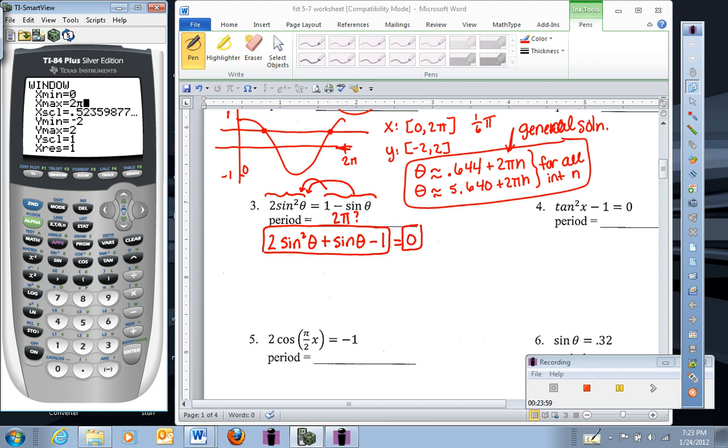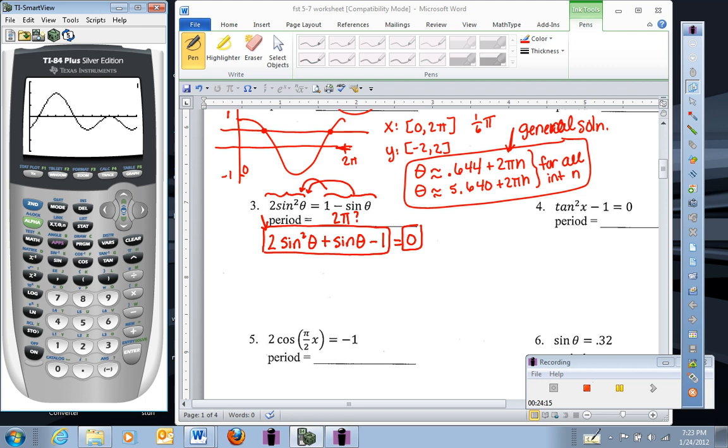All right, so as far as amplitude goes, we do have a 2 in front of our sine squared, and we do have a negative 1 here, so we might need a slightly bigger window than negative 2 to 2. I'm going to go ahead and put negative 3 to 3 on here. If I need to adjust, I'll adjust it from there. I kept the x scale at 1/6 pi. Okay, I'm going to push graph. Okay, and this is what it looks like.